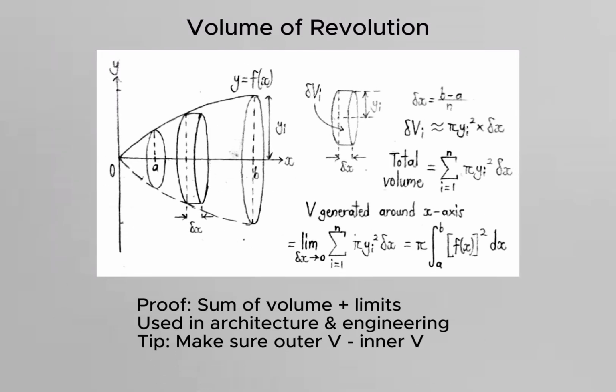Now, let's look into volume of revolution. Just like how you find the proof for area, this time you do it for volume of revolution. And all you need to do is just think of an analogy like this. You put cylinder discs of different sizes, and then you stack them up, and then when you sum the volume, make sure the limit for delta x approaches 0.